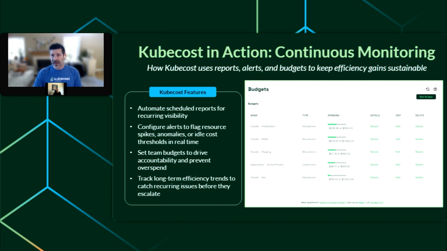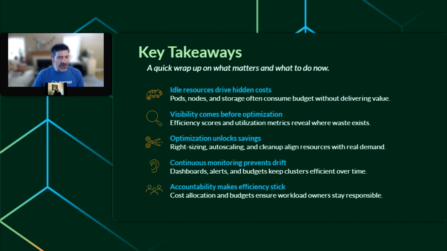With that, I think we've gotten to the end of our presentation here. There are some key takeaways that I'd love everybody to leave here with. Number one, idle resources are everywhere in Kubernetes, right? They are prevalent. Pods, nodes, storage, those things can quietly drain your pocketbook without adding any value to your engineering organization, to your business, or to your customers. So be careful with those.